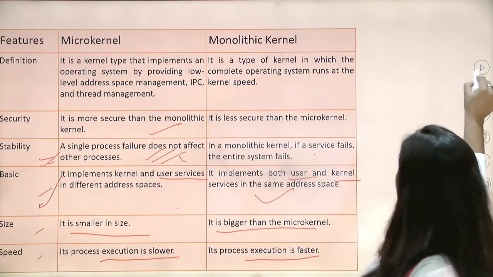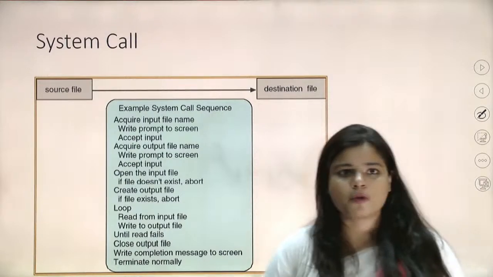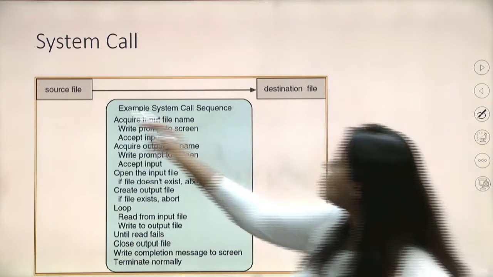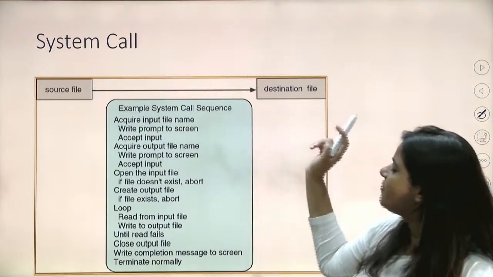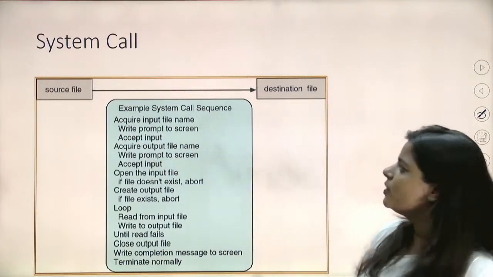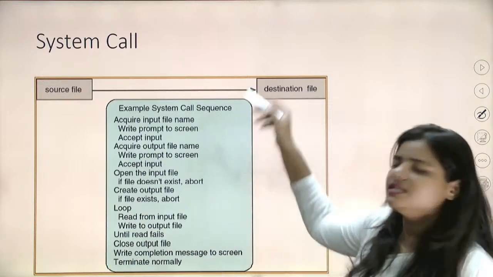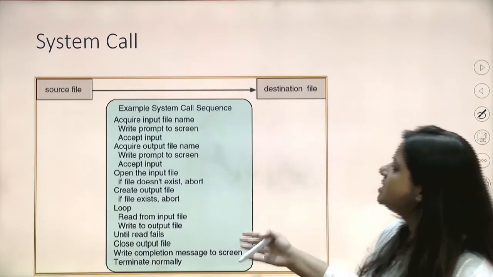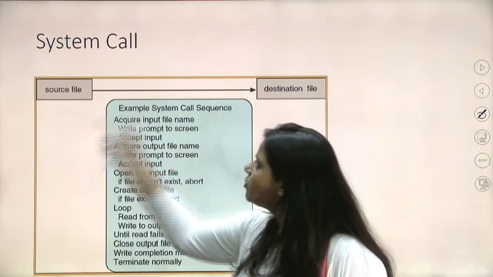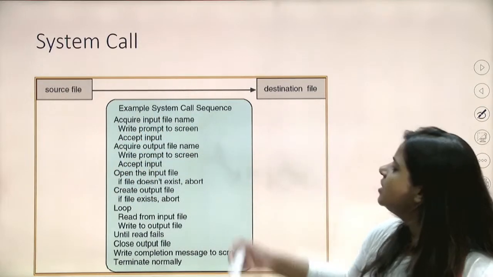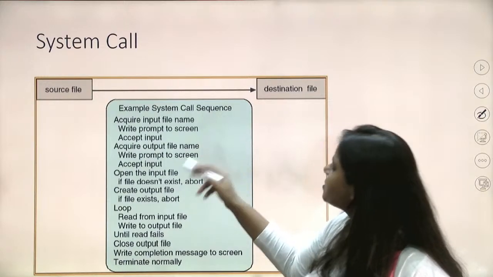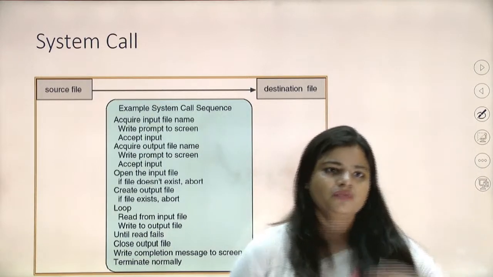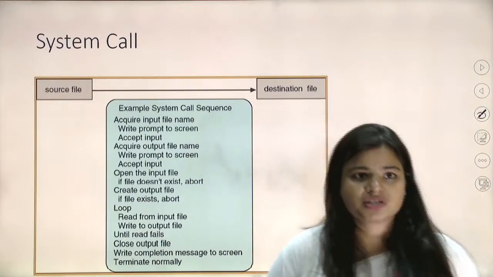The last topic is the system call. So what is a system call? You can see over here the source file to the destination file. A file is moving from one location to another location. The system call represents what is happening inside when a file is moving from the source file to the destination file. Basically it's a small example of a system call sequence. Before that, I just want to give you a small definition of a system call.